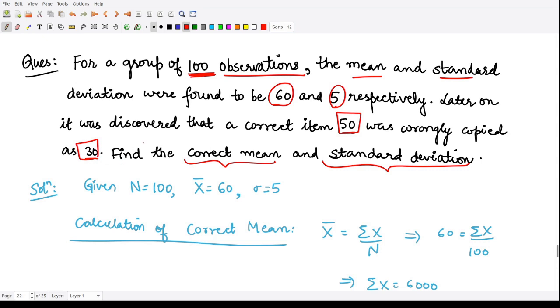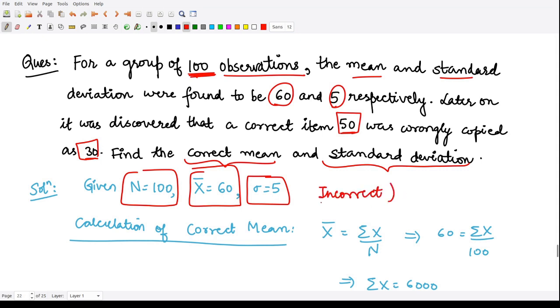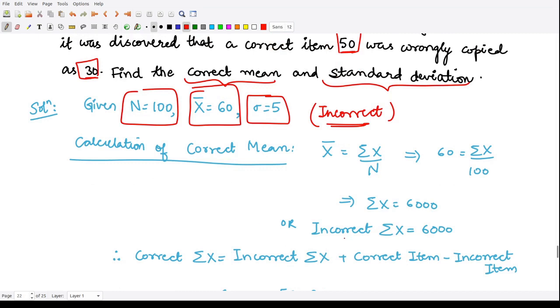So for that, what information do we have? We have the total observations n as 100, the mean as 60, the standard deviation sigma as 5. That means these mean and standard deviation were calculated from the incorrect observations. Now we have to correct them. So we know the formulas. Calculation of correct mean: first of all, we have to calculate the incorrect summation x. How can you do that? You know the formula for calculating the mean. It is the sum of all the observations divided by the total number of observations.